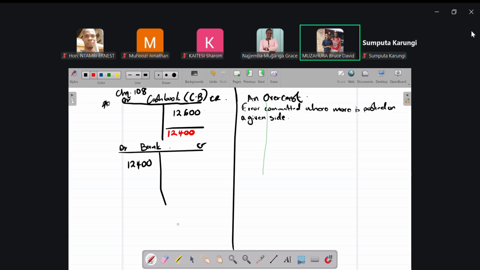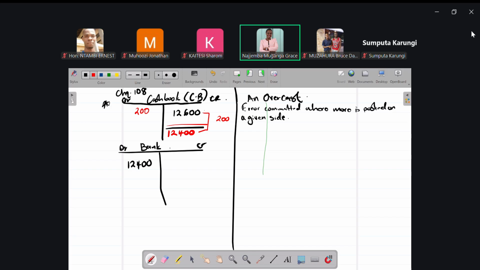We debit 200. Yes, we need to less 200. The difference is 200. There is an excess of 200. To remove it, we post on the opposite side 200, the difference. Then that means on the credit side, when you balance off, you remain with 12,400 instead of 12,600.